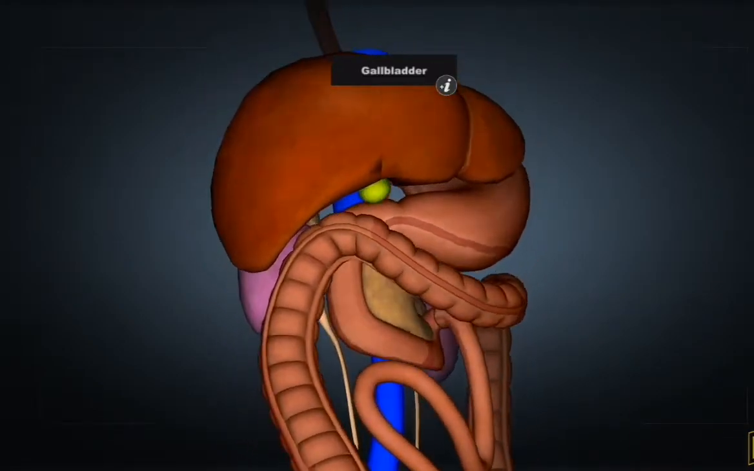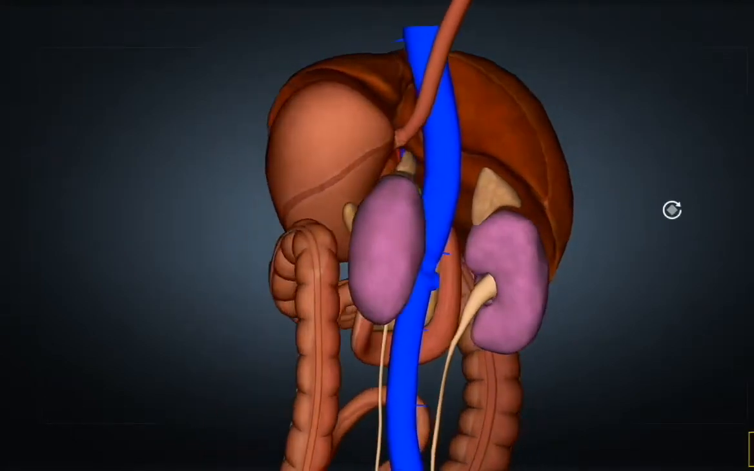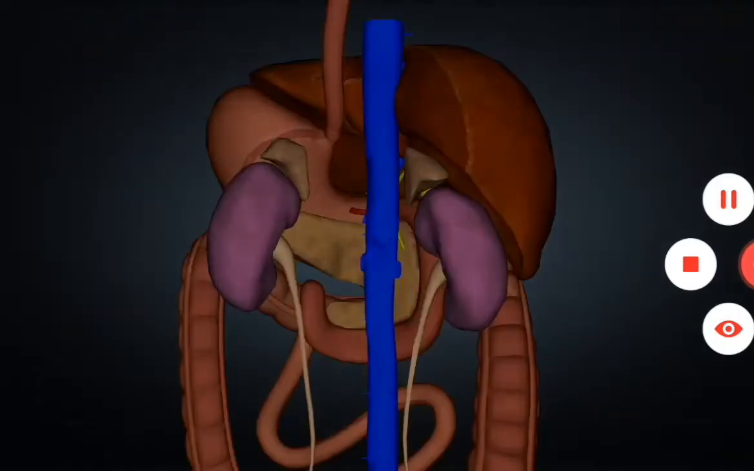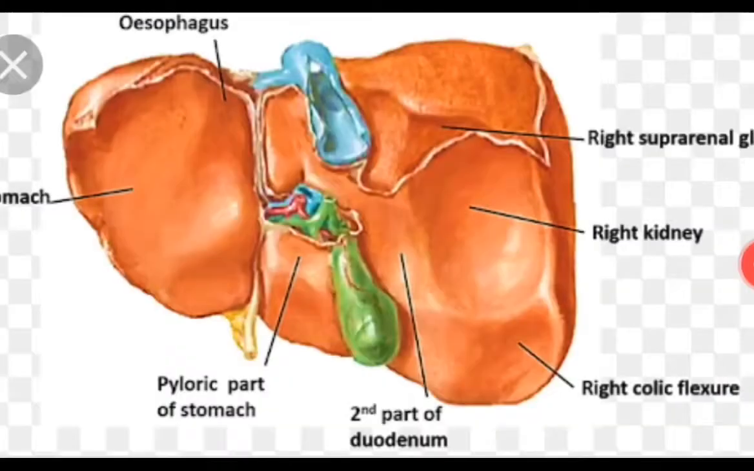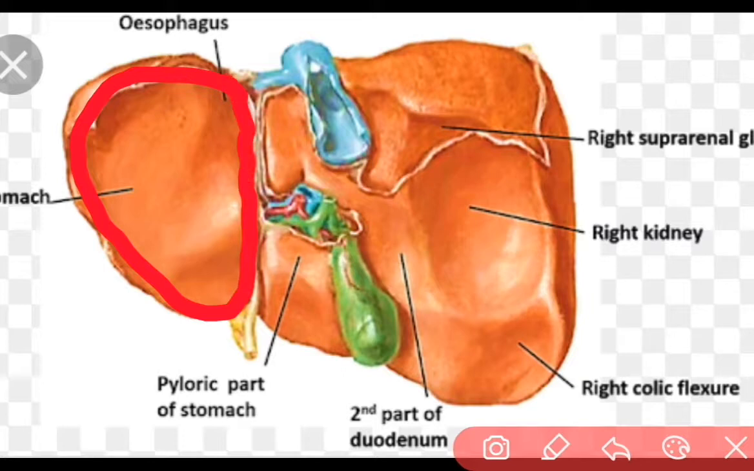So inferiorly we can see gallbladder also. It is present in the fossa for gallbladder. So that's all that is present in the visceral side. The visceral relations of liver are more clearly elaborated in this picture. You can see here the visceral relation of liver. In the left lobe presents stomach, as I have showed you in the 3D diagram.